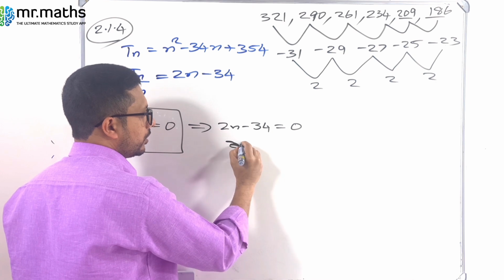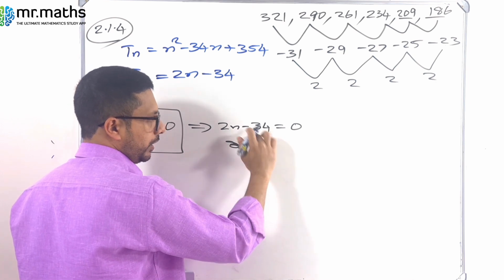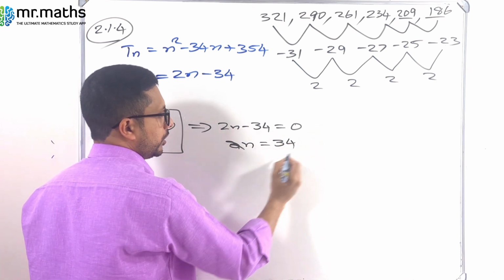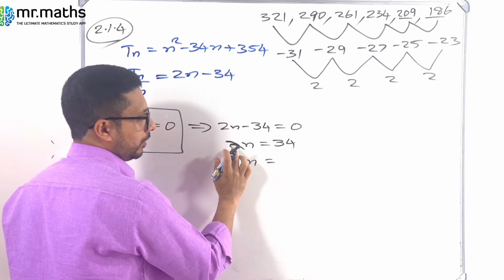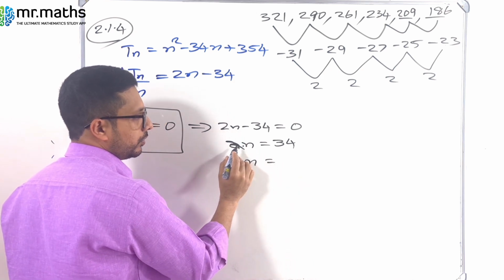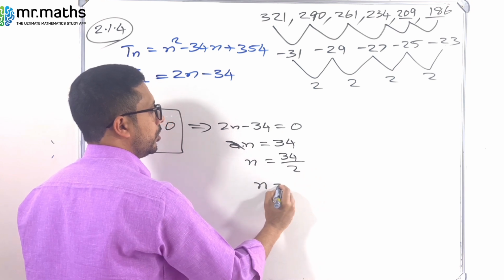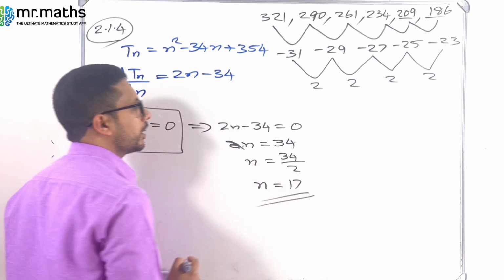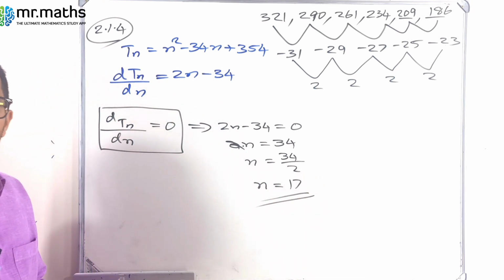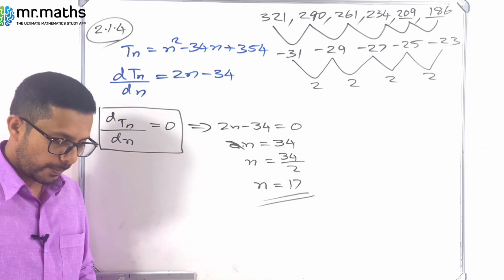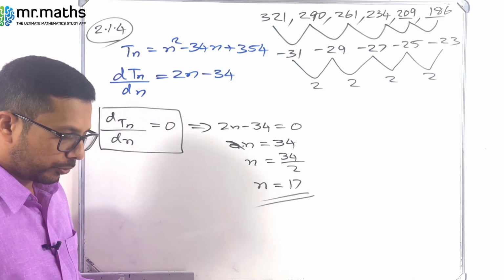So from here, what is the minus 34 on the other side? It is positive 34. So what is n? This is multiplication, so this 2 on the other side, it is division. So 34 divided by 2. So n is equal to 17. So the least value of n is 17. Okay, so that is question number 2.1.4.